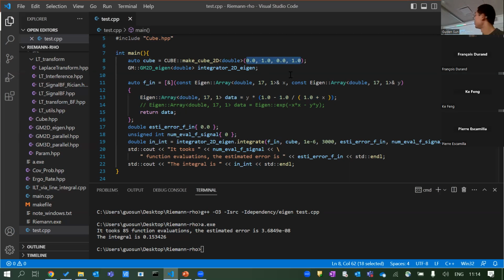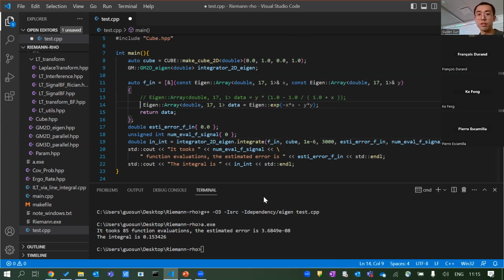But these are general. The solver is general. You can define the cube arbitrarily, and you can define the function arbitrarily. And you can define the accuracy you expect, and you can get your result very quickly. You can say this is another function of interest: the exponential of the Gaussian kernel, minus x squared minus y squared.